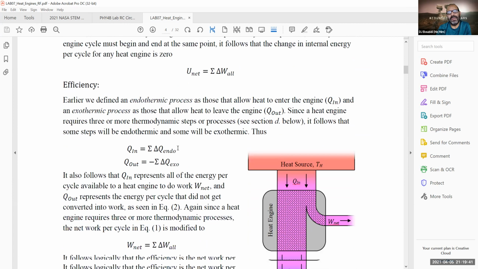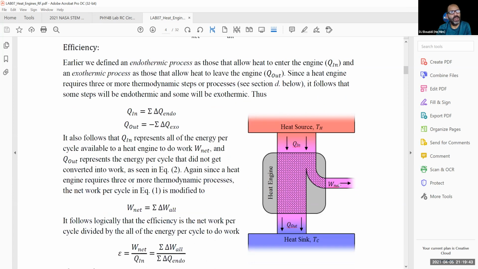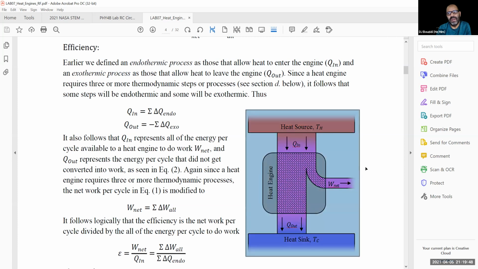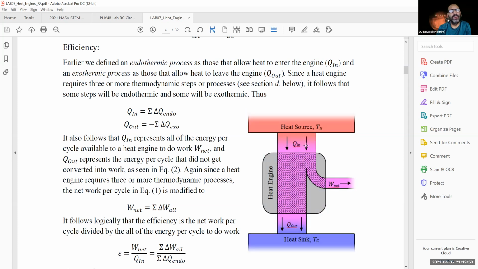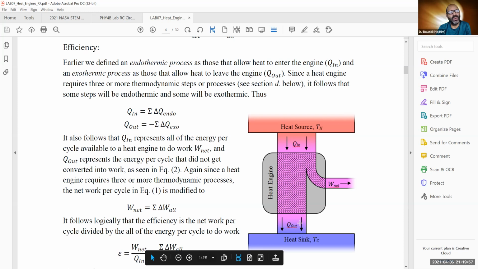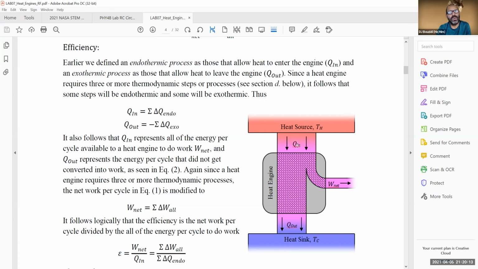And efficiency is defined by what you want, which is work from the engine, versus what it costs you. And what it costs you is that heat that is being extracted from the hot source. This is actually a waste. Q out is being wasted. But it's necessary to close a cycle. Without it, you're not going to have actually an engine. Okay? So you have to waste some of that energy. That's why the efficiency is always less than 1, because this amount divided by that one is always less than 1.